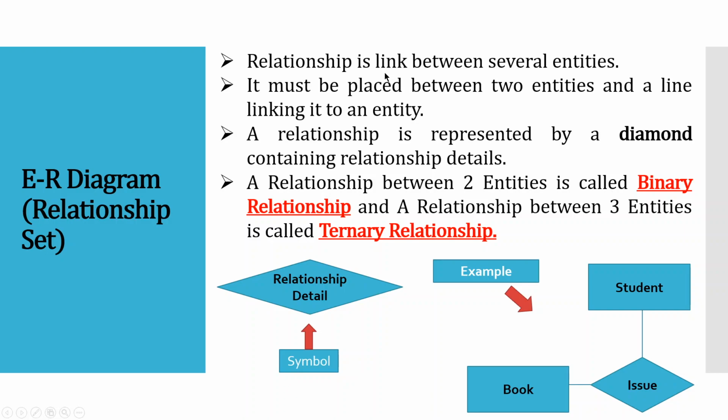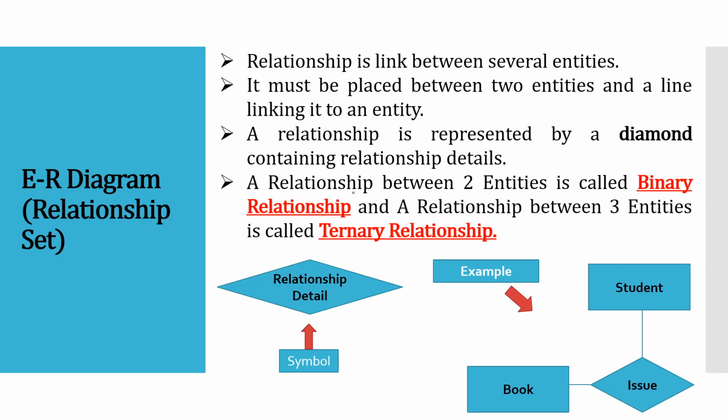So relationship is a link between several entities. As I said, each and every entity set tries to connect with every other entity set using some relationship, and that is what we call a relationship set. It must be placed between two entities with a line linking to the entity set. That means you connect both the entity sets, and between them there will be a diamond shape which states that there is a relationship, right?